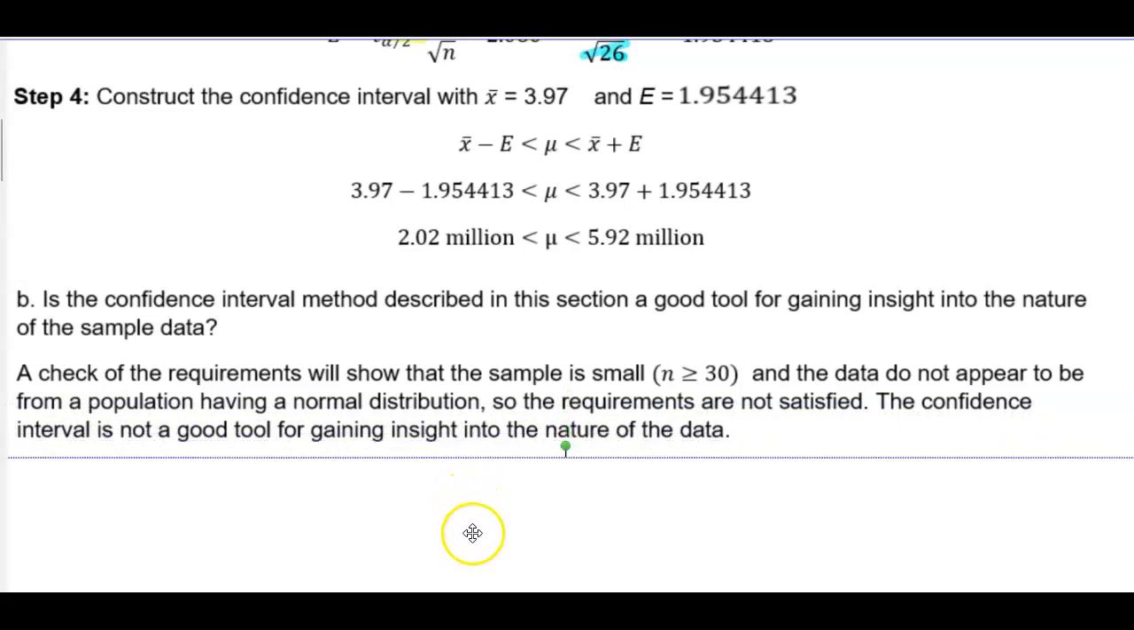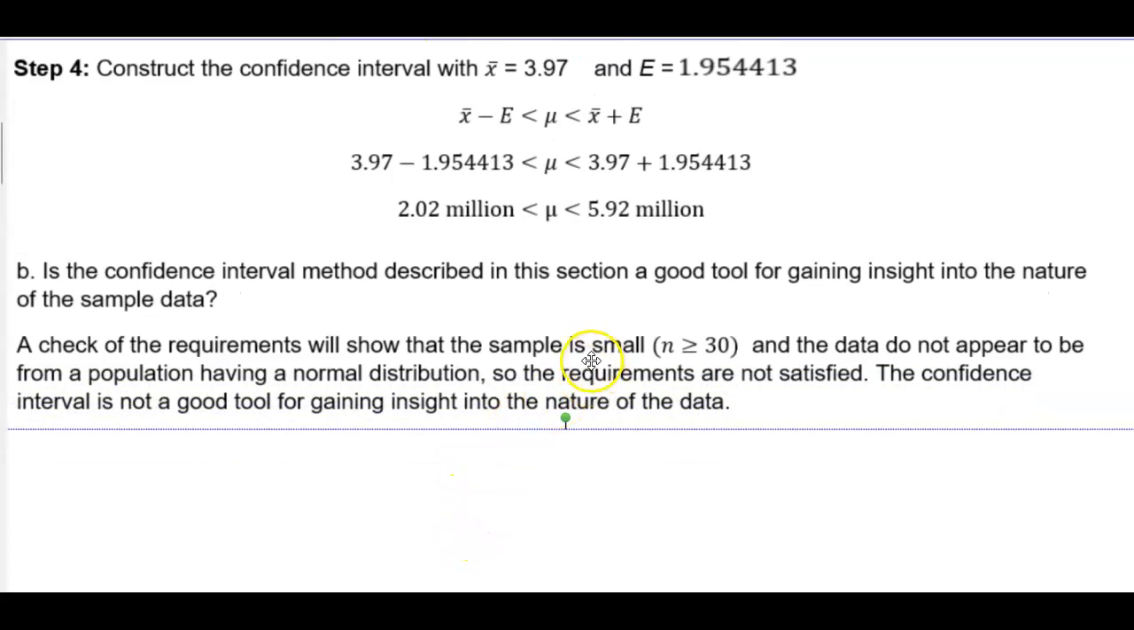So a check of requirements will show that the sample is small, so it's not greater than or equal to 30, and the data do not appear to be from a population having a normal distribution, so the requirements are not satisfied. So the confidence interval is not a good tool for gaining insight into the nature of this particular data.